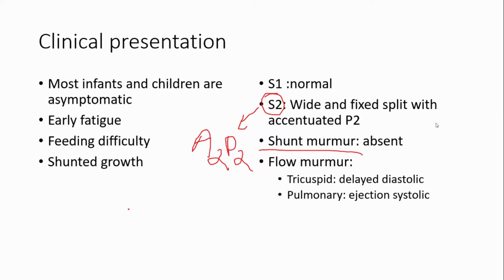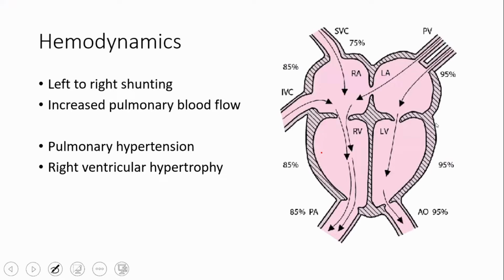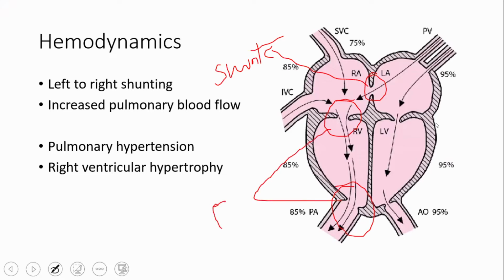Okay, in ASD the murmur is not through the defect. So what murmur are you hearing? You are basically hearing the flow murmur. The flow murmur is because of increased blood flow. So where was the increased blood flow? There is increased blood flow across the tricuspid valve. And where else is blood flow increased? There is increased blood flow across the pulmonary valve. Okay, so this is the flow murmur.